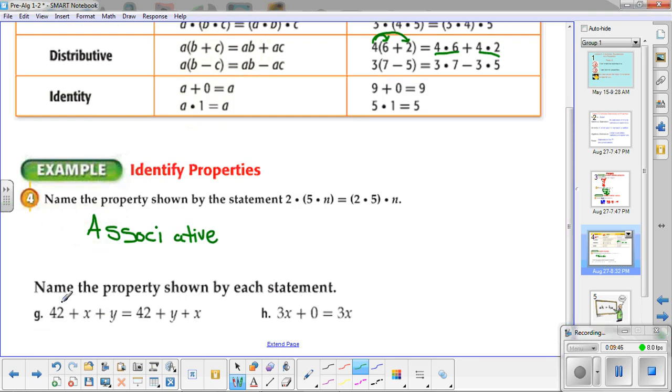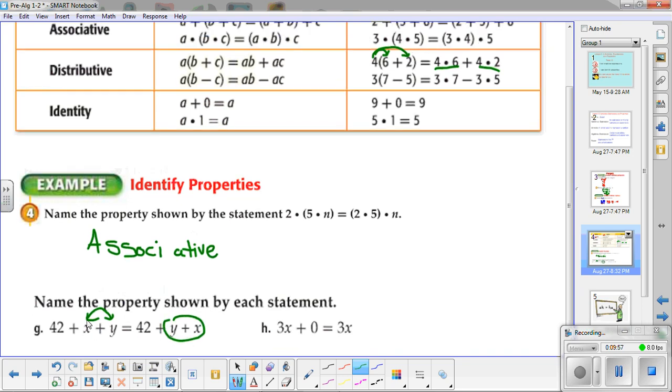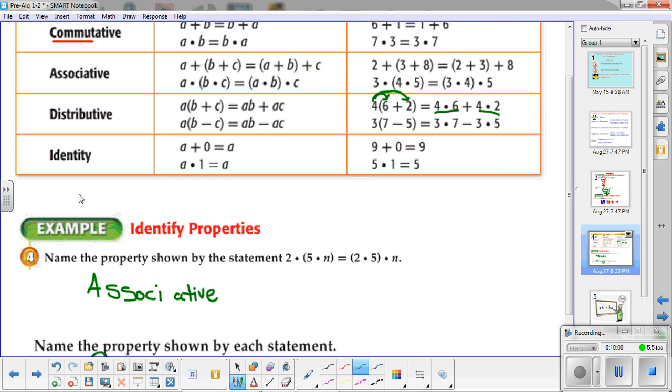Next example, 42 plus x plus y equals 42 plus y plus x. Notice the x and y switched places. Since they moved, that's the commutative property.